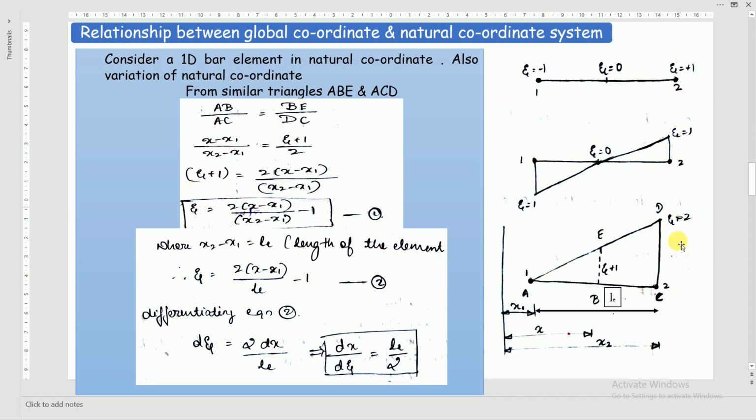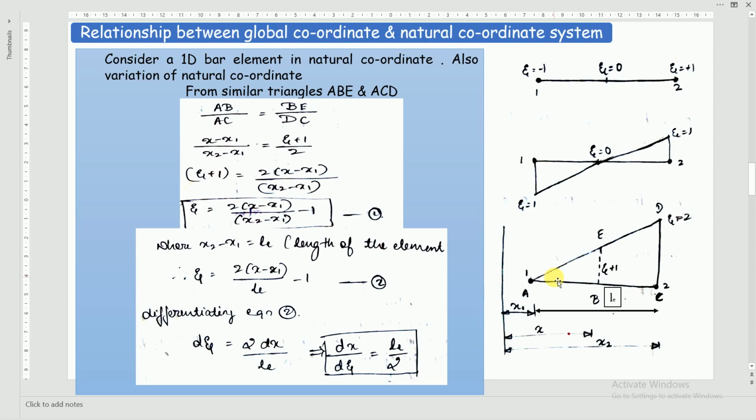You will get a triangle form, and let me denote that triangle: A, B, C, D, and E. Using the similar triangle concept, we will derive the relationship between the global coordinate and the natural coordinate.